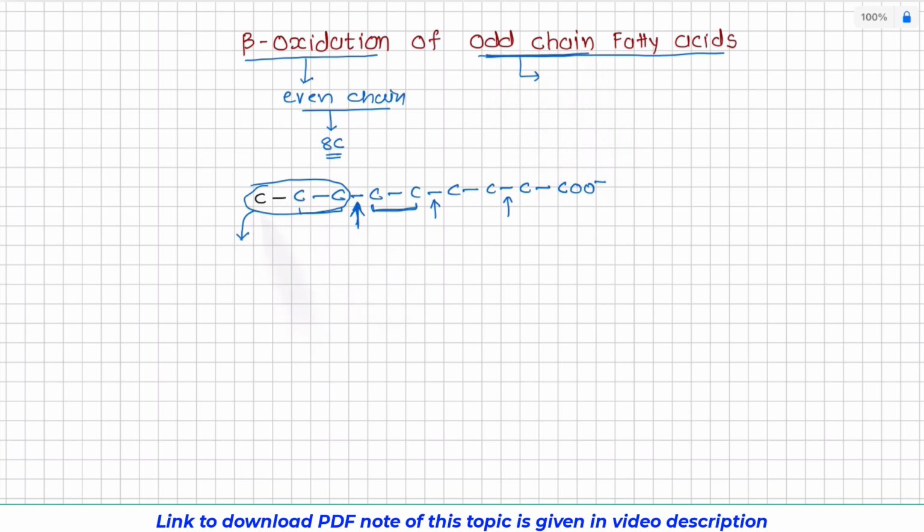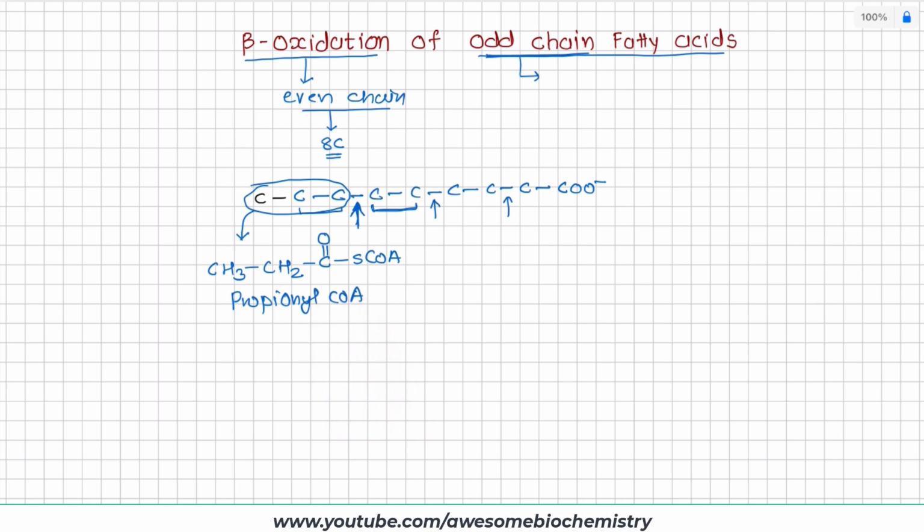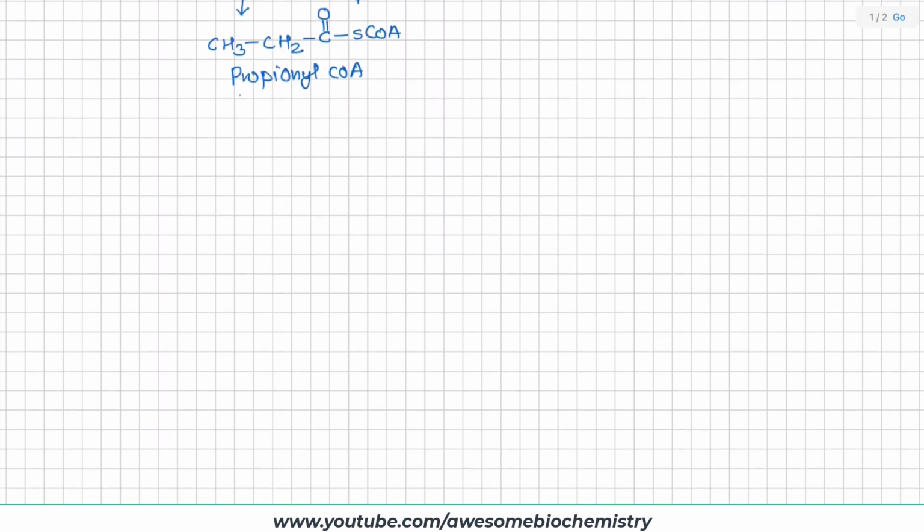Now what is the name of this 3 carbon compound? Before giving it a name, let's first write down its structure. So this is the methyl carbon, so it has a methyl group. The second carbon is a hydrocarbon chain carbon, so of course it is CH2. The third carbon has this oxygen and it is going to attach to the S-CoA. So this compound gets separated and the name of this compound is propionyl coenzyme A. As this is the unique compound separated from the odd chain fatty acid, we have to describe its metabolism. So what will happen to this propionyl coenzyme A next?